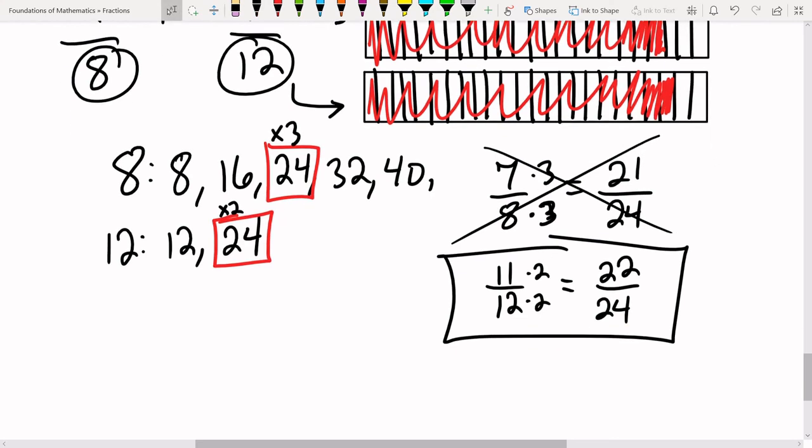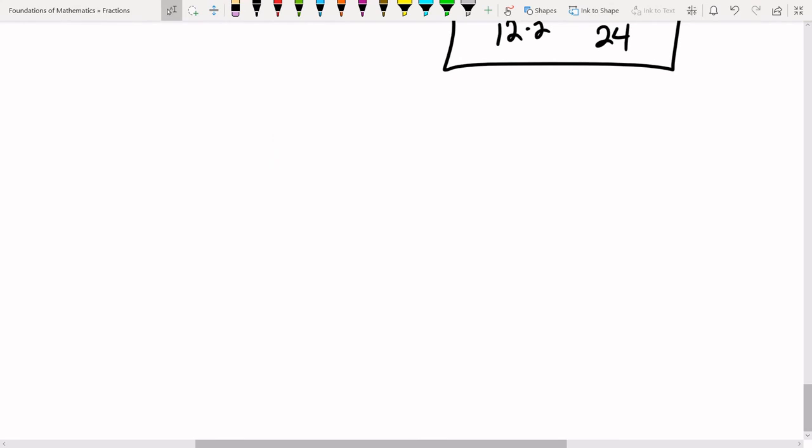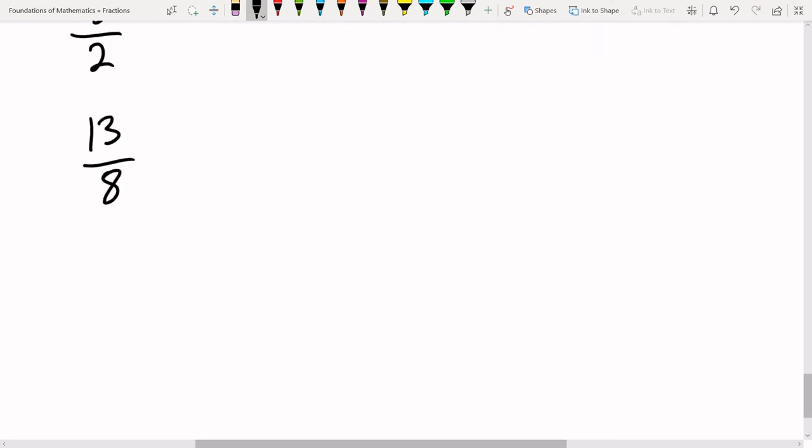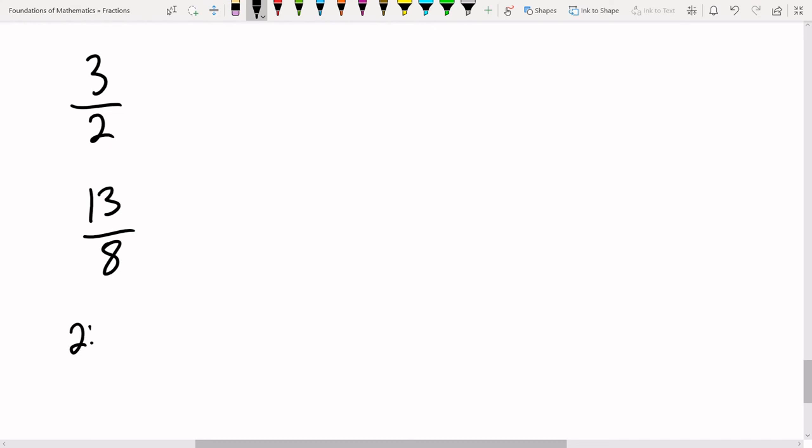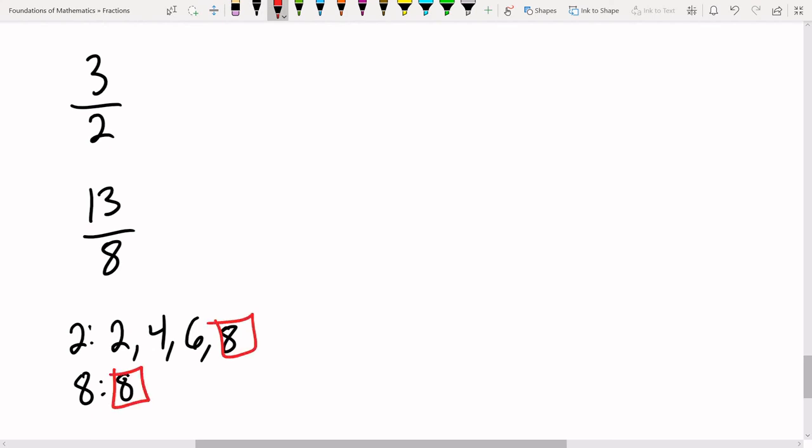That's with proper fractions. Let's look at one with improper fractions. So which is larger, 3/2 or 13/8? Well, let's look for a common denominator here. 2 and 8, right, are the denominators. 2 times 1 is 2, times 2 is 4, times 3 is 6. Oh, times 4 is 8, which means 2 can go into 8. And of course, 8 times 1 is 8. So 8 is going to be our least common denominator.